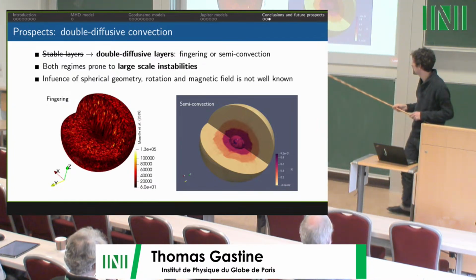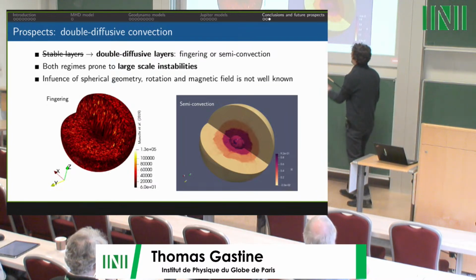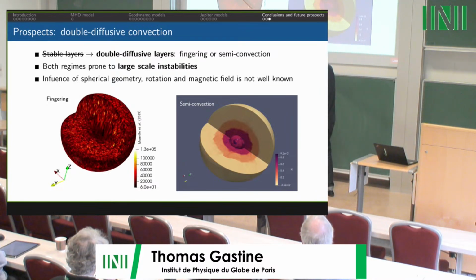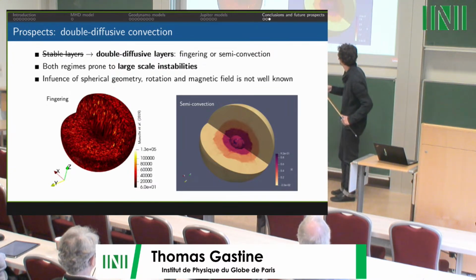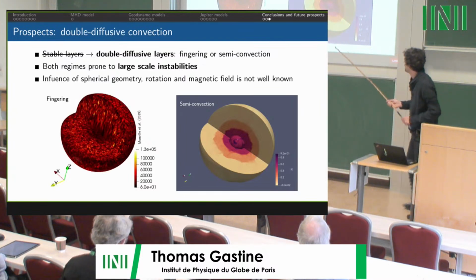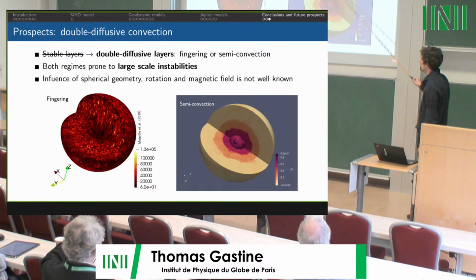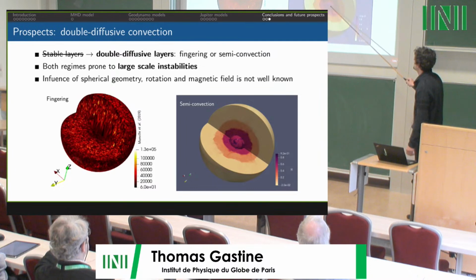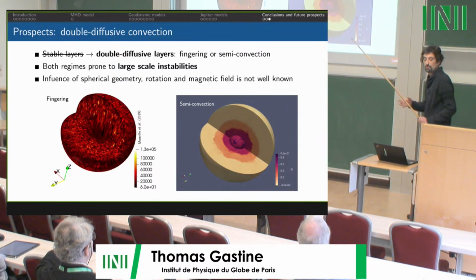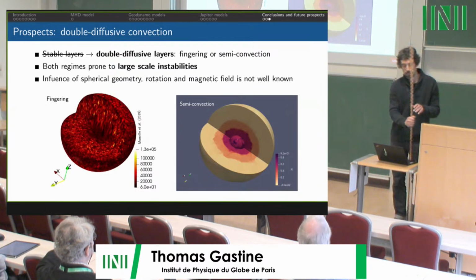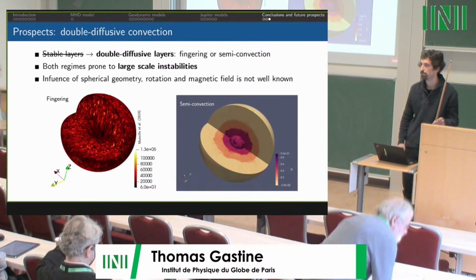As an illustrative example, I show you here the absolute vorticity of a rotating fingering convection in a full sphere done by Monville and collaborators. And here on the right, a semi-convection simulation. This is non-rotating, but you see that the chemical composition is spontaneously creating layers which are prone to merge and evolve over time. And with that, I thank you for your attention.